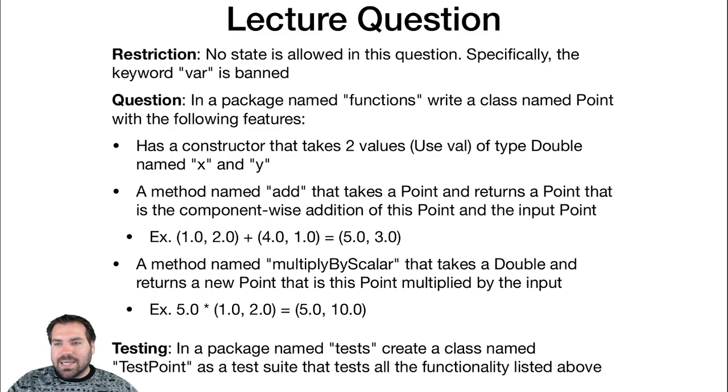So make sure you're testing functions.point and build this functionality, test this functionality. The key here is that var is banned, so this is an immutable point. You have the keyword val for x and y for the values. So how do you make a change to a point if you don't have any variables? How do you change those values? And the answer is to create a new point with the values that you want and then return that new point.